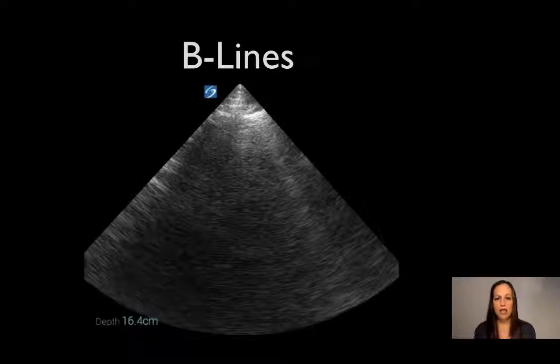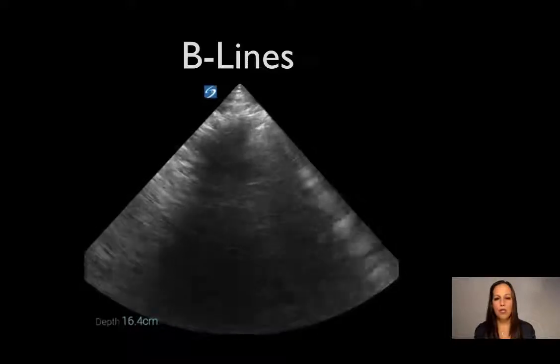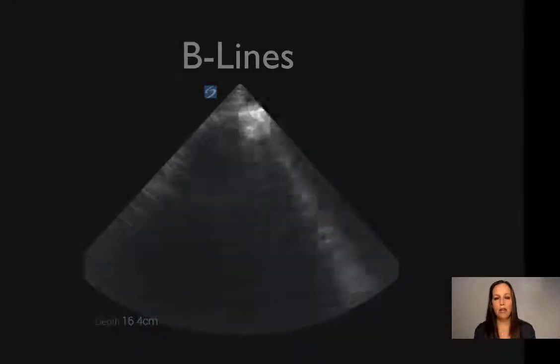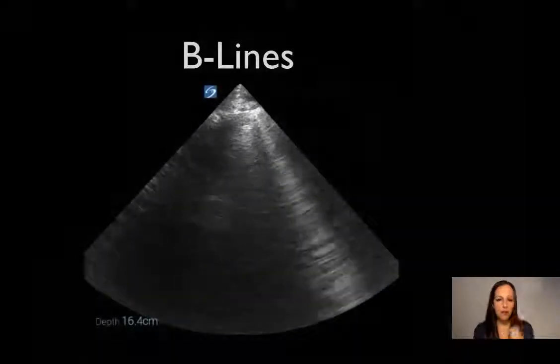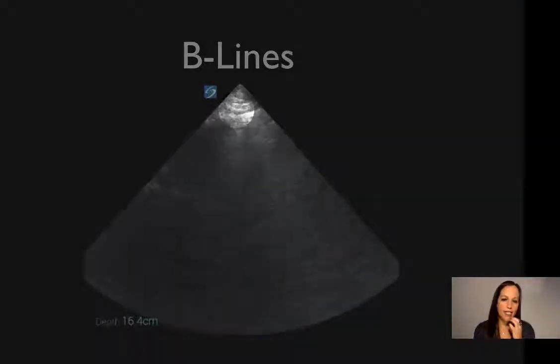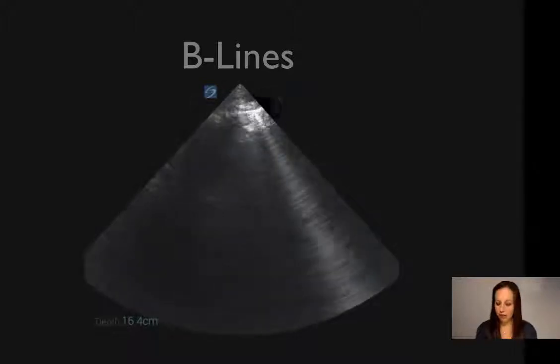Now, here what you can see, this is different. This is the lower frequency transducer, the phased array. The pleural line is up here. And this is an example of what we call B-lines. This B-line arises from the pleural line and it extends to the bottom of the screen.